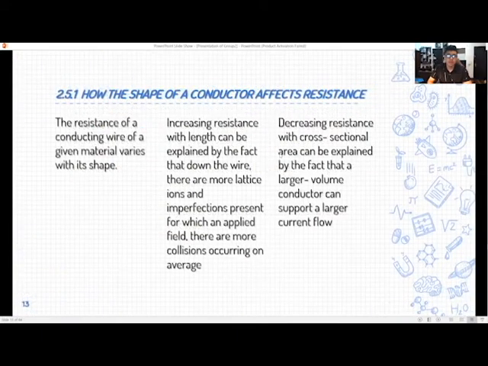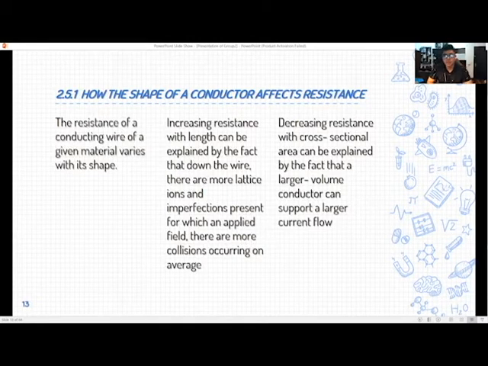And another factor is how the shape of a conductor affects the resistance. As you know, there is a formula that R equals rho multiplied by L divided by A. When the length is increased, the resistance is increased.